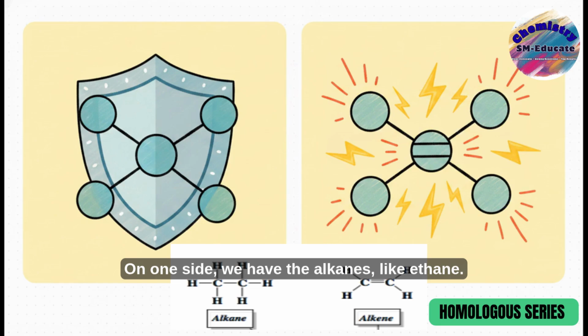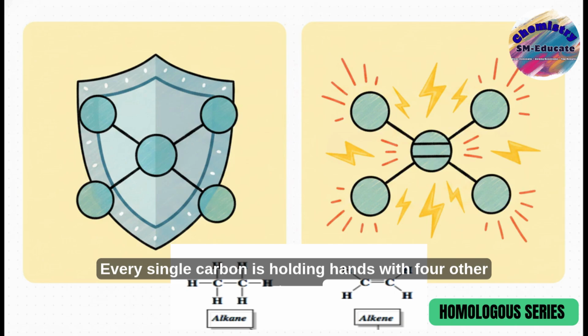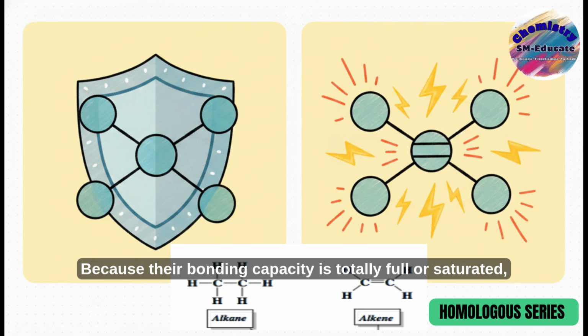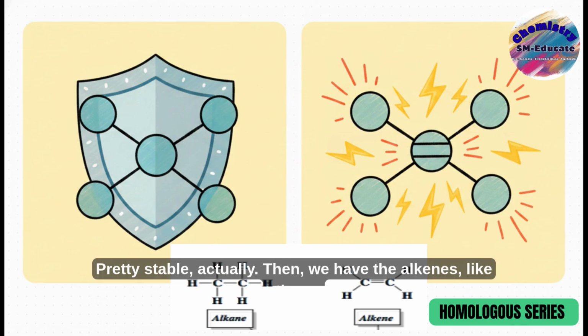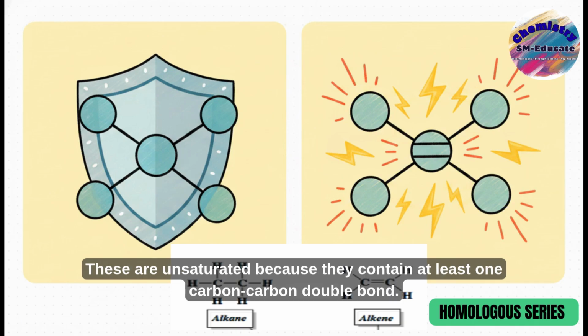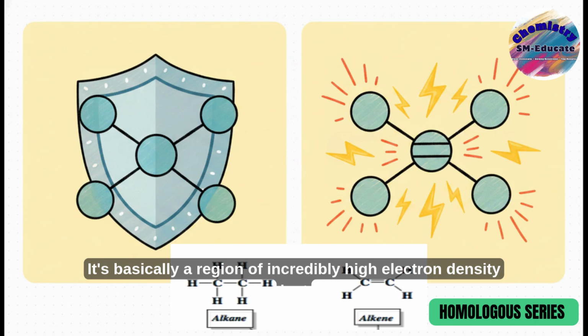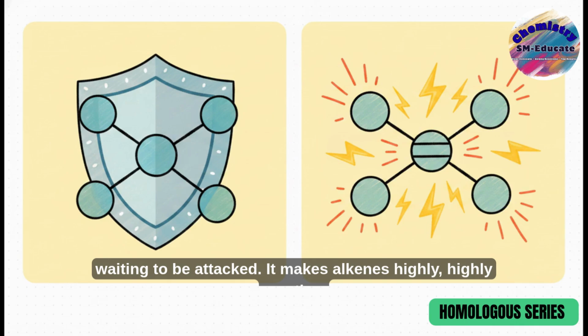On one side, we have the alkanes, like ethane. These are the saturated blueprint. Every single carbon is holding hands with 4 other atoms using only single covalent bonds. Because their bonding capacity is totally full or saturated, they are relatively unreactive. Pretty stable, actually. But then we have the alkenes, like ethene. These are unsaturated because they contain at least one carbon-carbon double bond. And that double bond, it's basically a region of incredibly high electron density just waiting to be attacked. It makes alkenes highly, highly reactive.